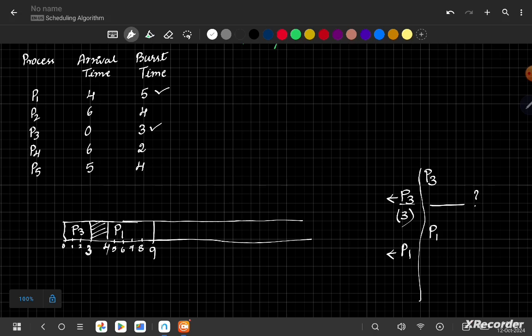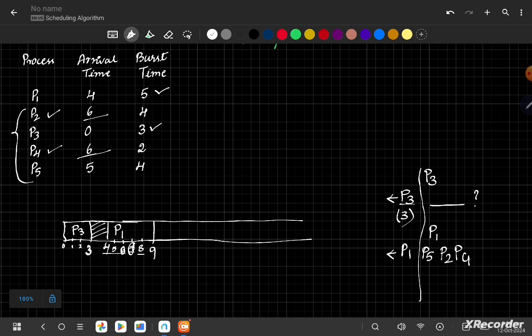Now we have to see what other processes came in the meanwhile. During the 5th millisecond we have P5 in the ready queue waiting. After 5 we have 6. During 6, P2 comes and P4 also comes. When two processes have the same arrival time, we have to check the order: P1, P2, P3, P4, P5. We give according to this order. P2 is lesser than P4 in order, so P2 goes inside the ready queue first, and then P4.